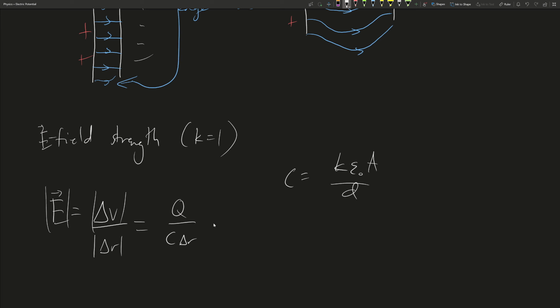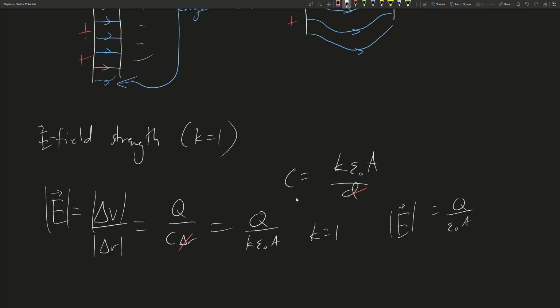So that means that this is going to be equal to Q over, these cancel out here, Q over K epsilon naught and A. And since we know that K is going to be equal to 1, electric field strength here is going to be equal to the charge over epsilon naught and area.